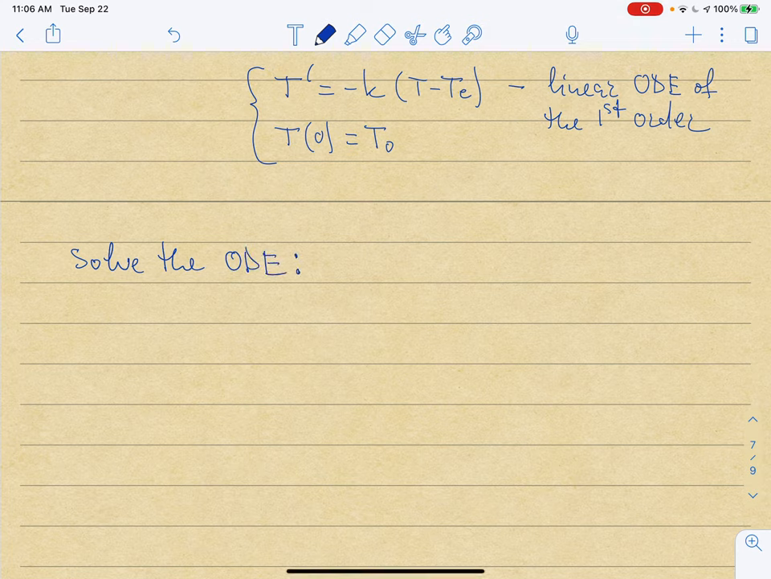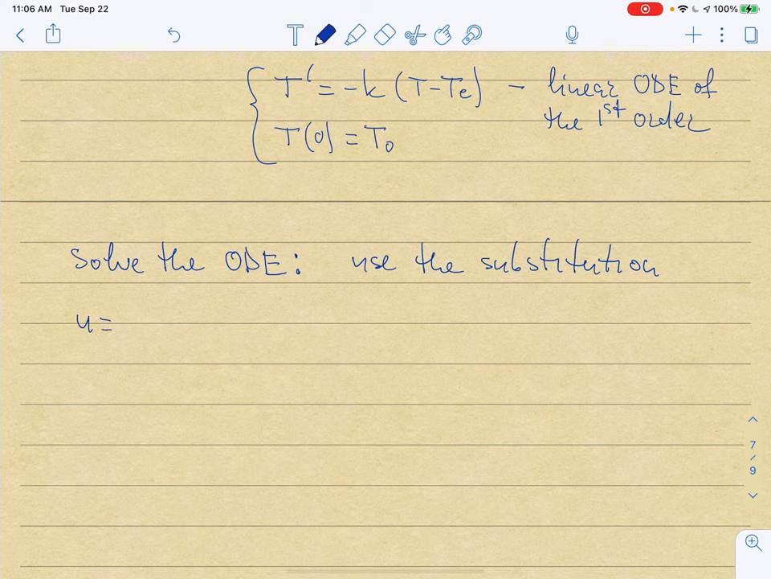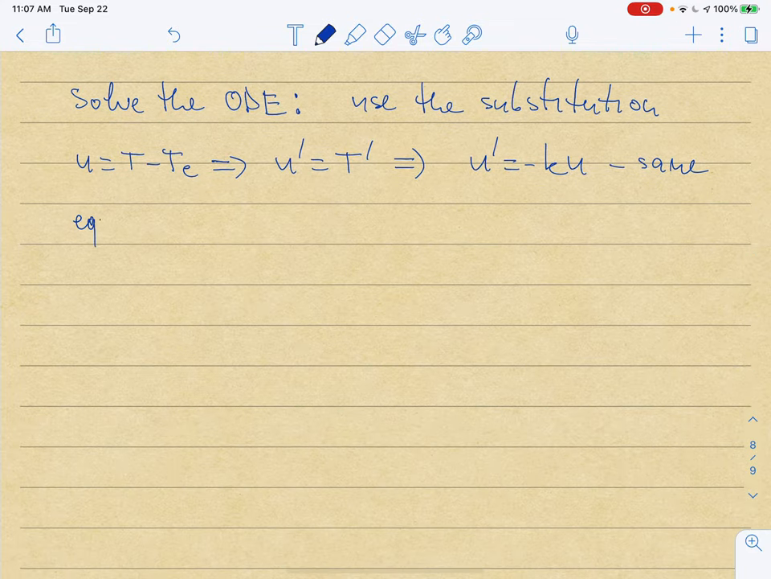Just to save some time solving this, let's observe the following thing. I'm going to use the substitution U is equal to T minus Te. So the temperature of the environment is a constant. Then if I take a derivative, U prime is T prime, because the derivative of the constant is 0. And so then my ODE is going to look like what? T prime, which is the same as U prime, equals minus k U. And that is the same equation as the one for the radioactive decay.